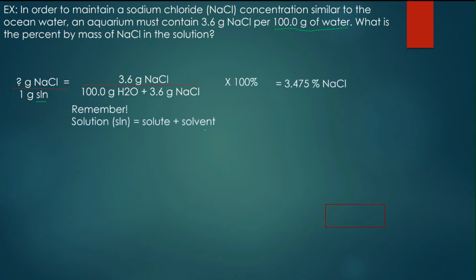Multiply it by 100% because we want a percentage and not a decimal. With appropriate sig figs, 3.5% sodium chloride solution.